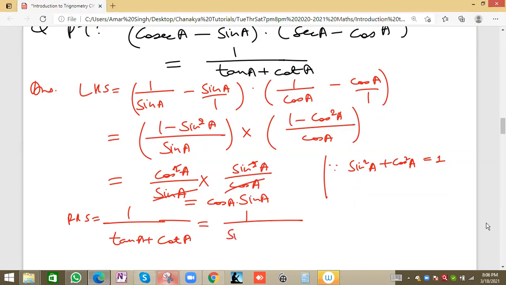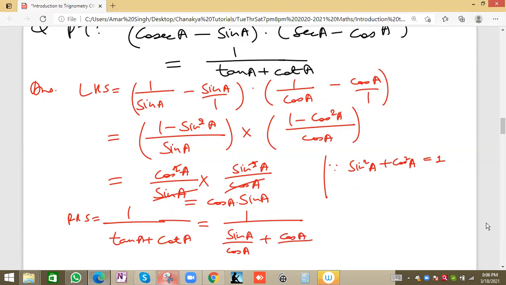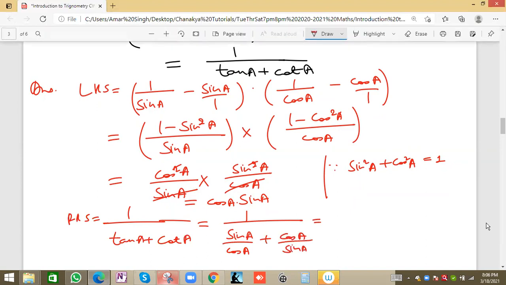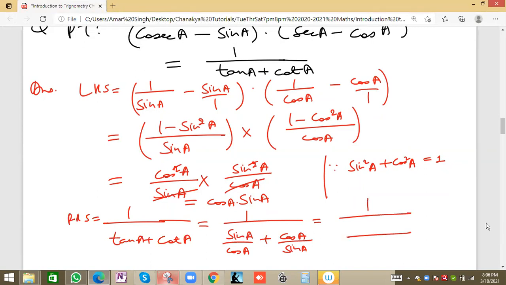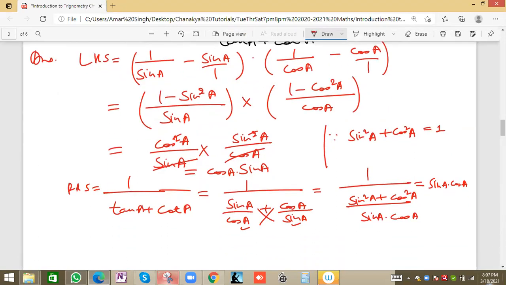So tan A we can write as sin A by cos A plus cos A by sin A, and 1 by that. Here we can take the LCM, sin A into cos A, with cross multiplication. So this will be sin square A plus cos square A. Sin square A plus cos square A will be 1, so 1 by sin A cos A, which gives sin A into cos A, equal to the left hand side. So this was the actual proof.